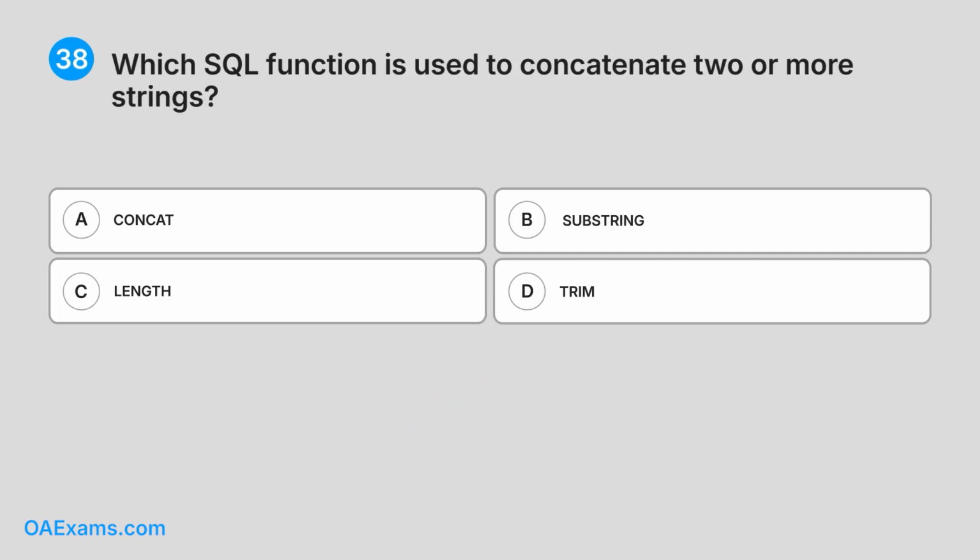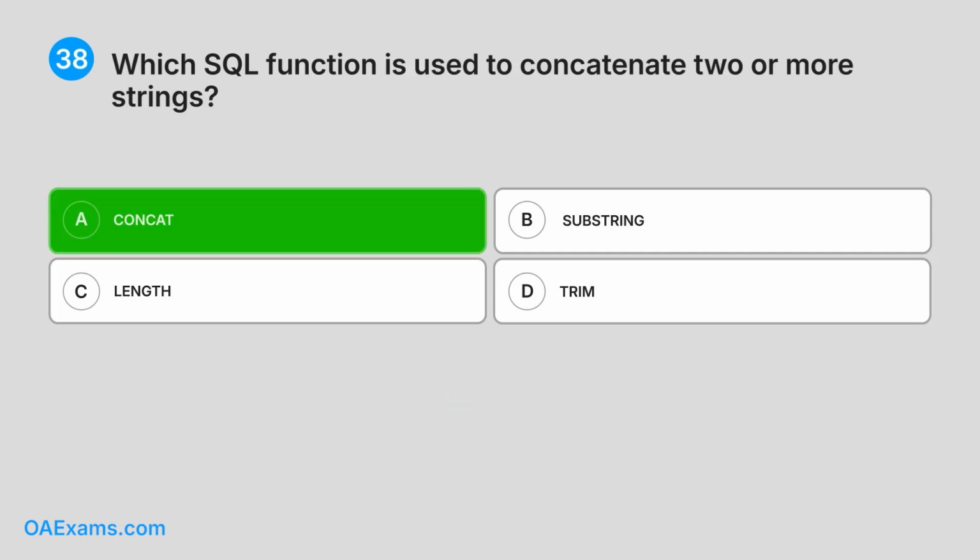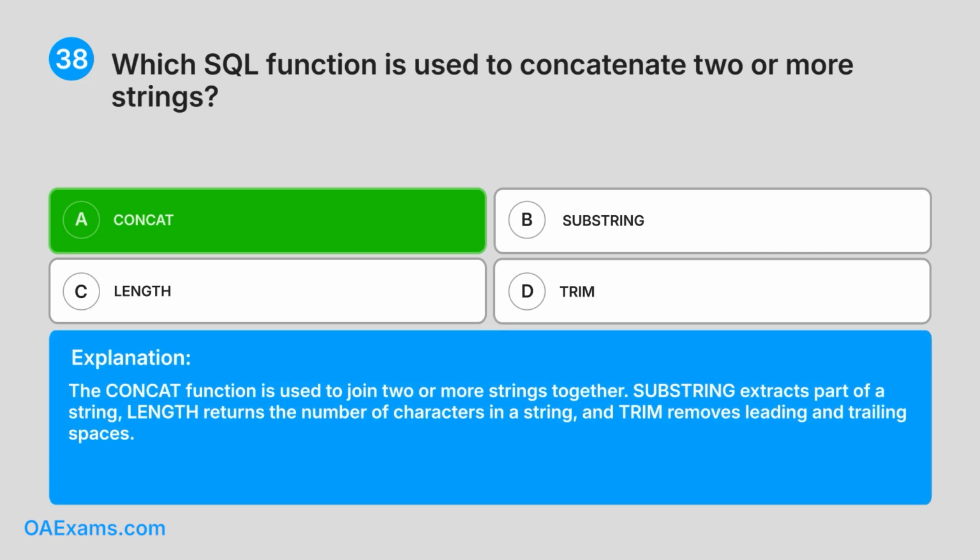Correct answer: A. Concat. Explanation: The CONCAT function is used to join two or more strings together. SUBSTRING extracts part of a string. LENGTH returns the number of characters in a string, and TRIM removes leading and trailing spaces.